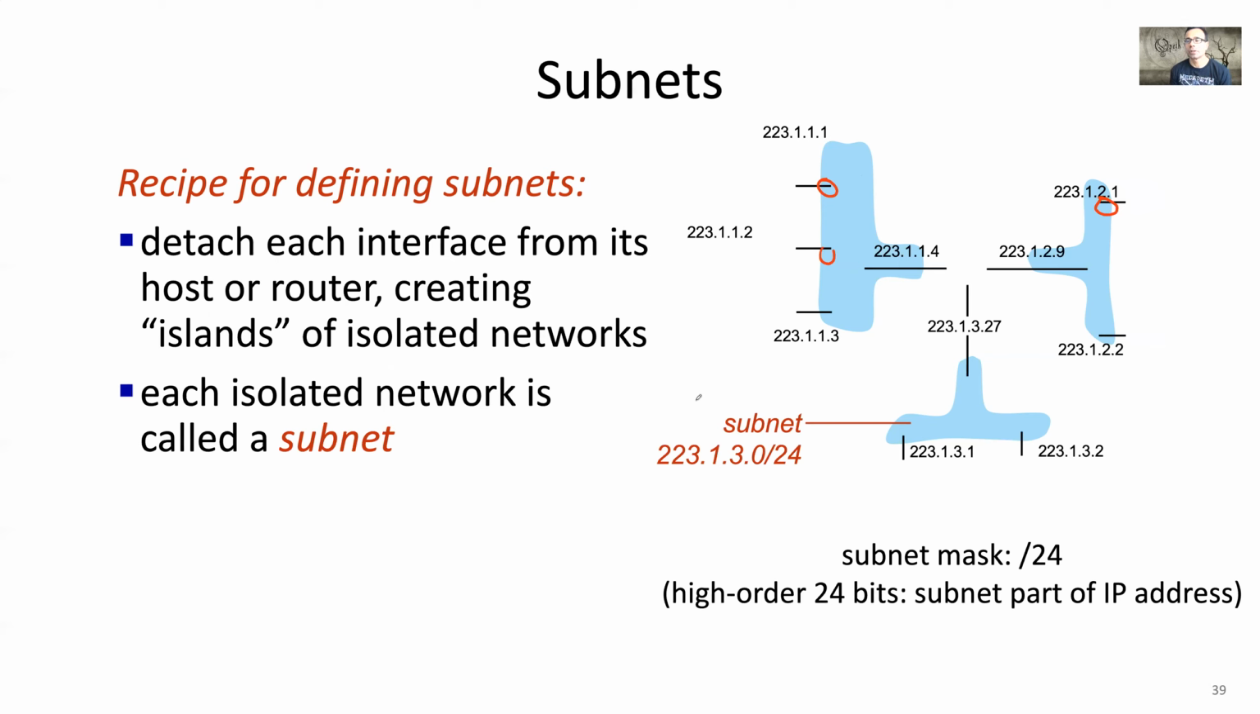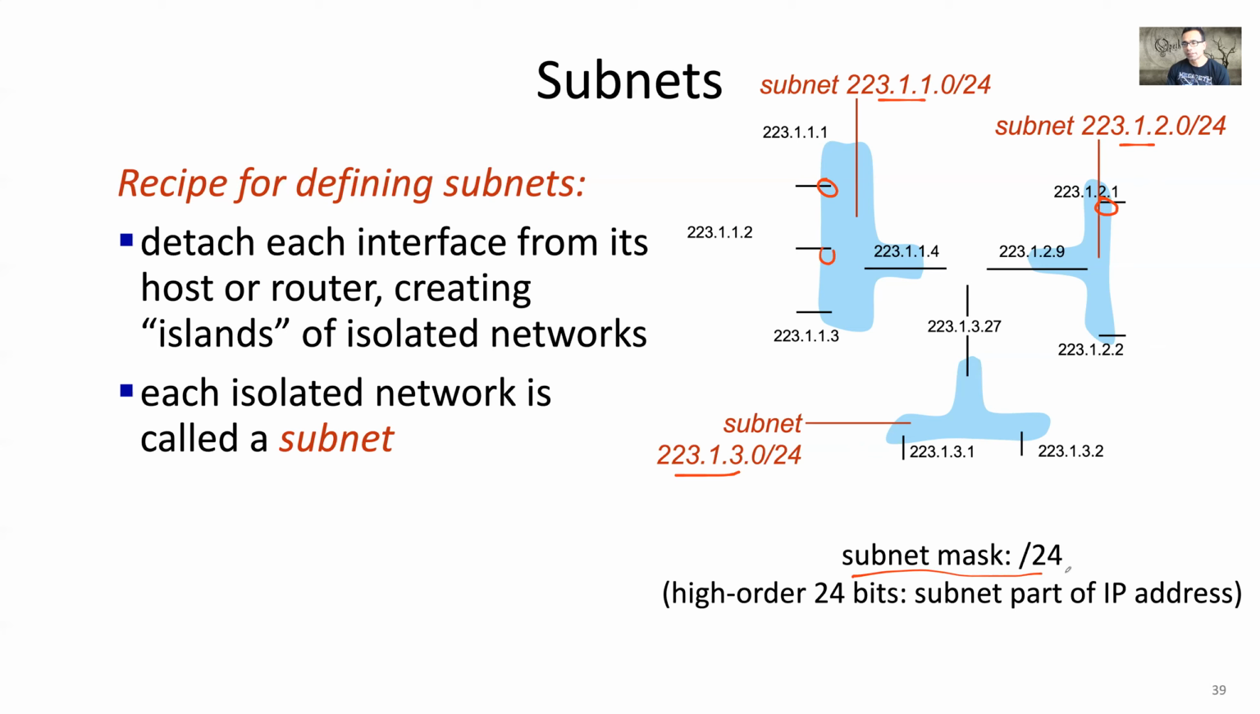And in this example, the first 24 bits of the IP address are the same for all devices on that subnet. So on this subnet, it's those 24 bits. On that subnet, it's that. And then on this subnet, it's these, right?